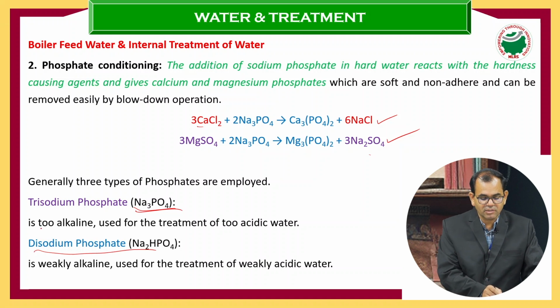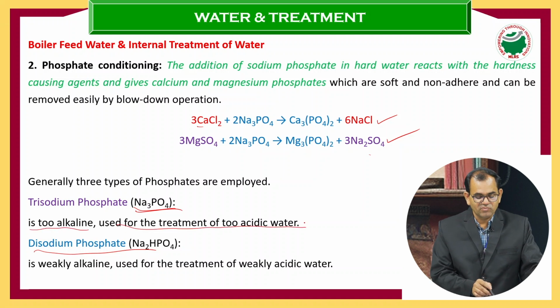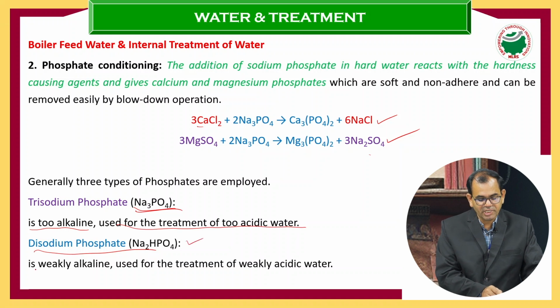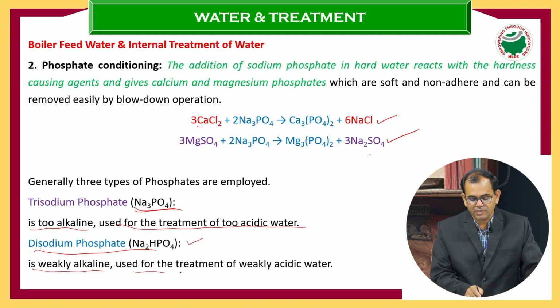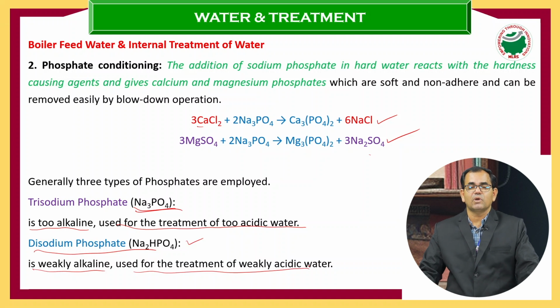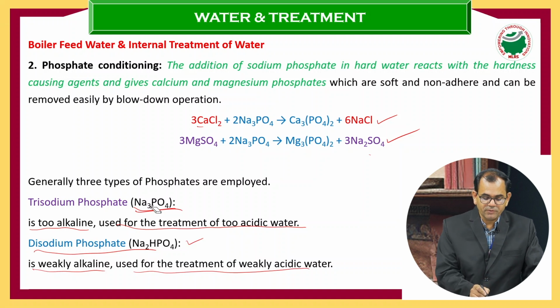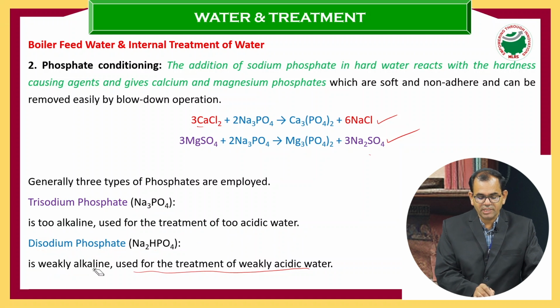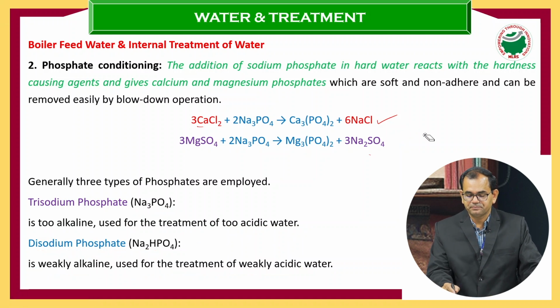Trisodium phosphate is too alkaline, used for the treatment of too acidic water, and disodium phosphate, that is Na2HPO4, is weakly alkaline and used for the treatment of weakly acidic water. So these are the two major salts which we are using for the phosphate conditioning treatment.